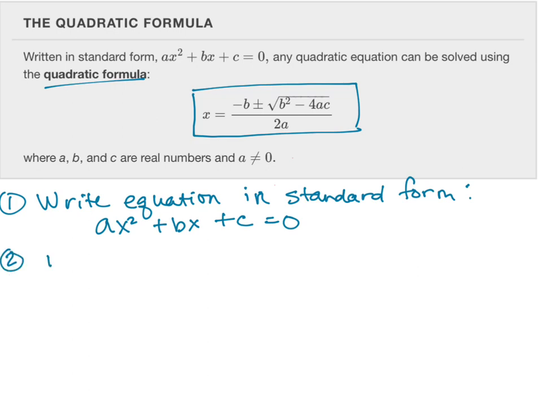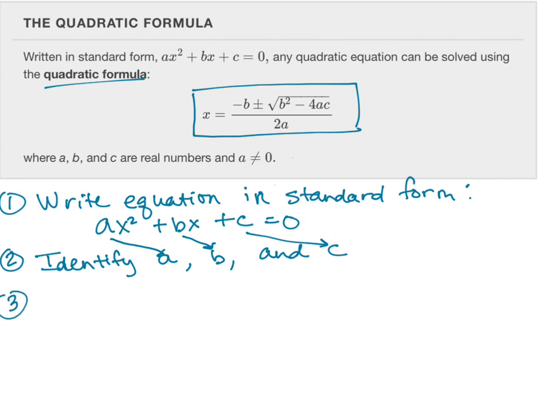Step 2, once it's written like that, you need to identify A, B, and C. Identify A, B, and C. So you're going to pull those values directly off of your standard form equation. Remember that A and B are coefficients of the x terms, not including x, just the numbers in front. Okay. After you've identified A, B, and C, you're literally going to plug into the formula. Plug into the quadratic formula.